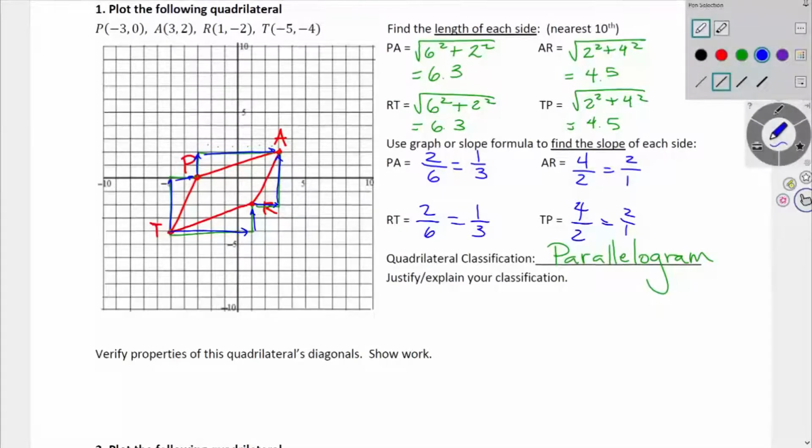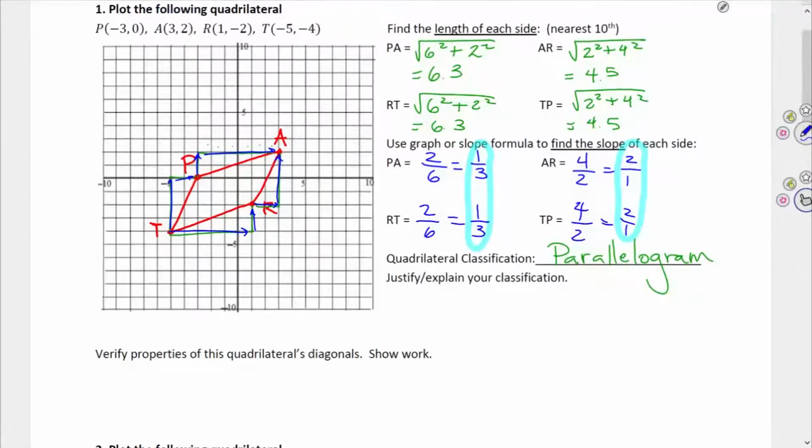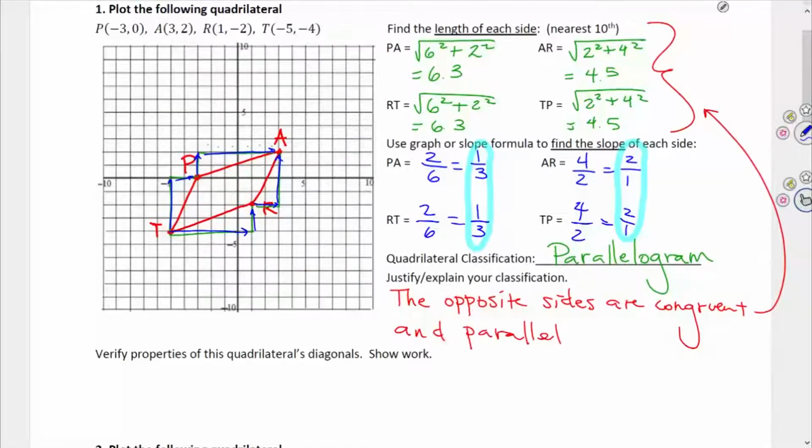Also notice that I do have, not surprised at this, the same slope for opposite sides, and that should happen for a parallelogram. So the reason why this is a parallelogram is the opposite sides are congruent and parallel. Now the interesting thing that happens with the diagonals of a parallelogram is that they bisect each other. This diagonal will cut this one in half and the other way around.